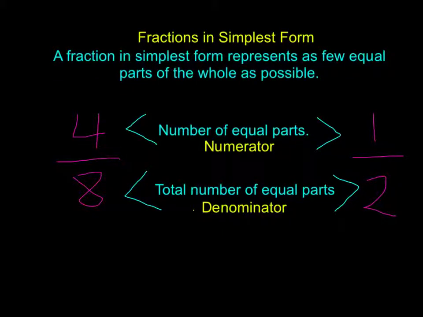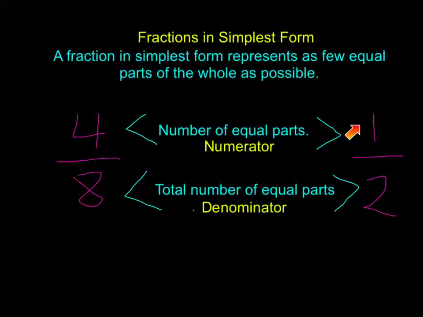Today we're going to use fractions in simplest form. A fraction is in simplest form when it represents as few equal parts of the whole as possible. So in this case, if we look at the fraction 4/8, we have 4 out of 8. But that's a lot of separate parts. So we can actually minimize this by turning it into its simplest form of 1/2.